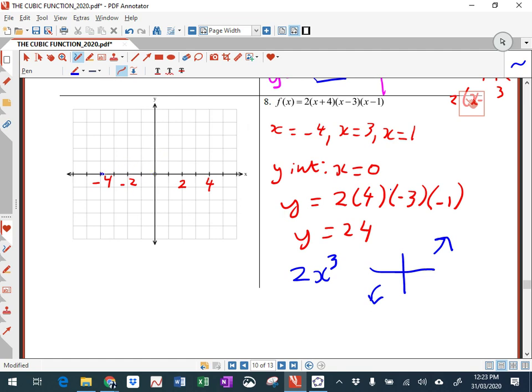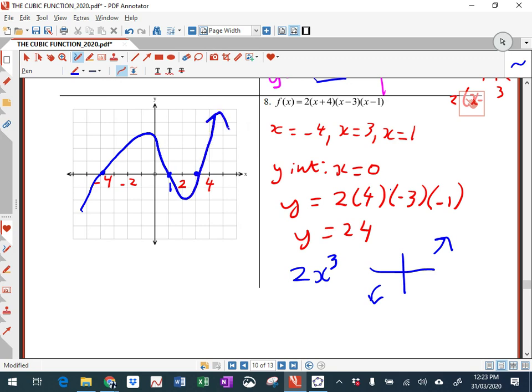Here we go, negative 4, 3, and 1. 1 is there. I'm starting here in the third, finishing in the first, and don't forget I've got a positive y-intercept, so I'm going to have to be careful there. So I'm going to go through here. Whoops. Now I've got to turn back down. Yep, go through there, and then finish in the first quadrant.